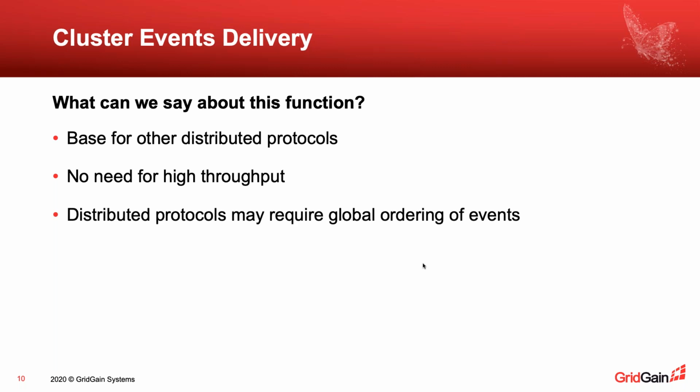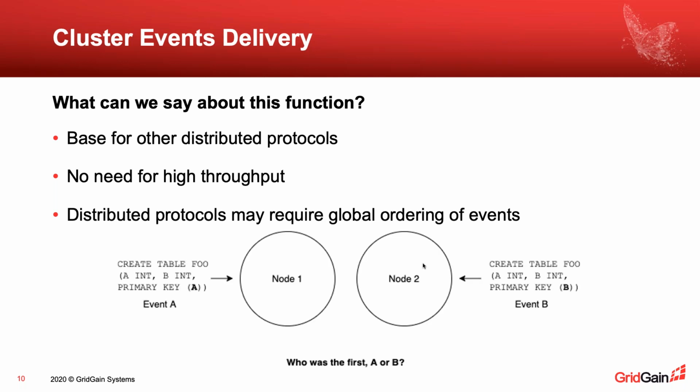But what is the key? It turns out that a lot of these distributed protocols actually require you to have some global ordering of the events that you deliver. What does it mean? Let me illustrate. So say you have a cluster of two nodes, two or more nodes, and two of your nodes try to simultaneously execute these operations: create table with some different parameters, in this case, with a different primary key on this table.